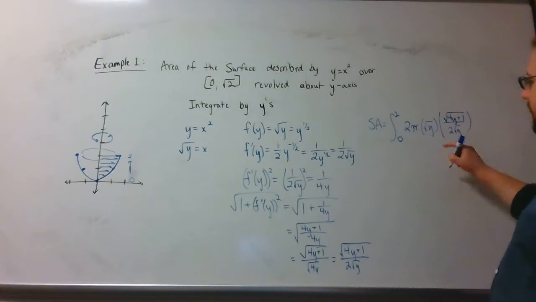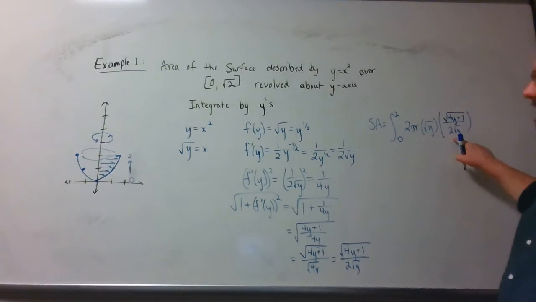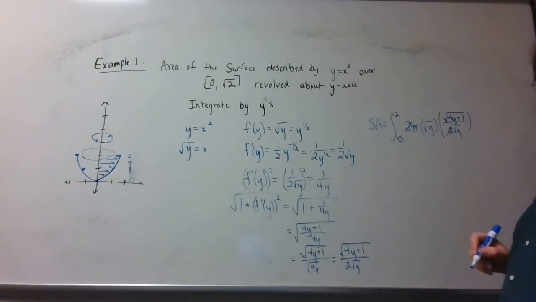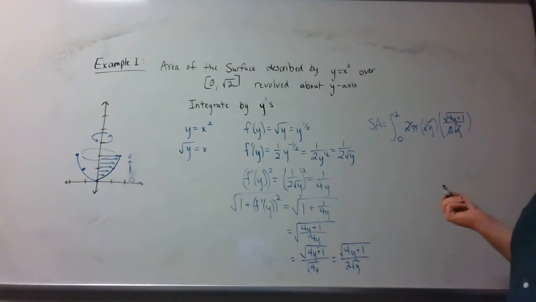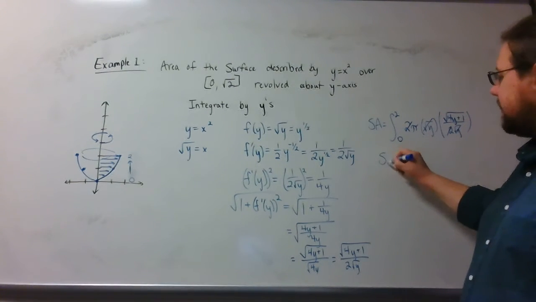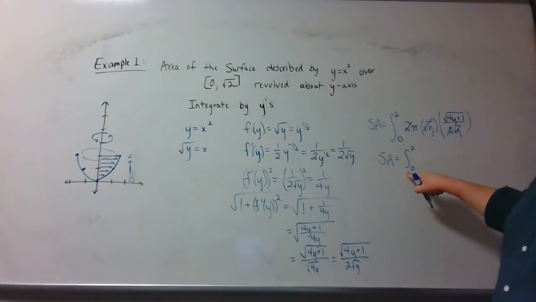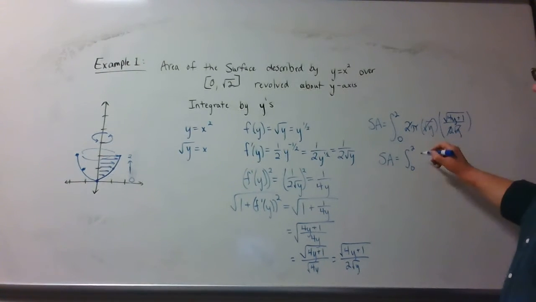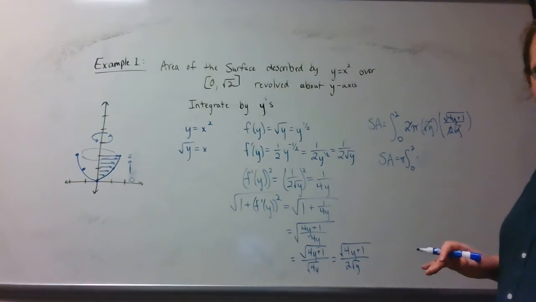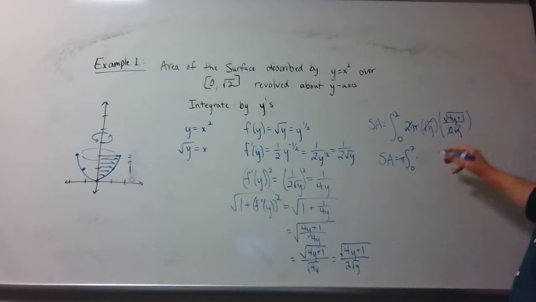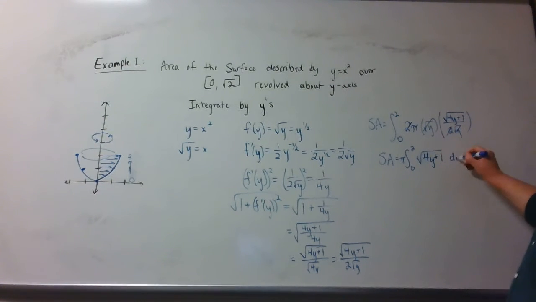Now notice, if I'm paying attention very carefully here, I've got a 2 on top and I've got a 2 on bottom, so they're really going to cancel. I've also got a square root of y here and a square root of y here, so they're going to essentially cancel. And so what I'm going to end up actually getting here, once I've done that little bit of simplification, I'm going to go from 0 to 2 of pi, which I can actually even take out. I don't even have to write it inside the integral anymore. That's gone, so I'm left over with the square root of 4y plus 1 dy.